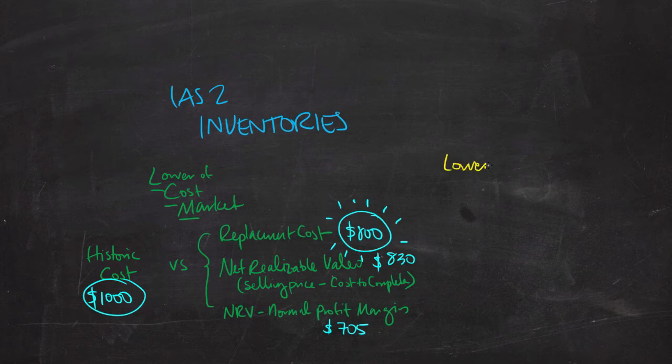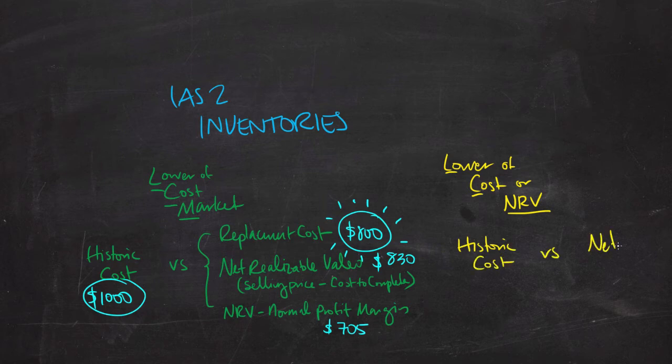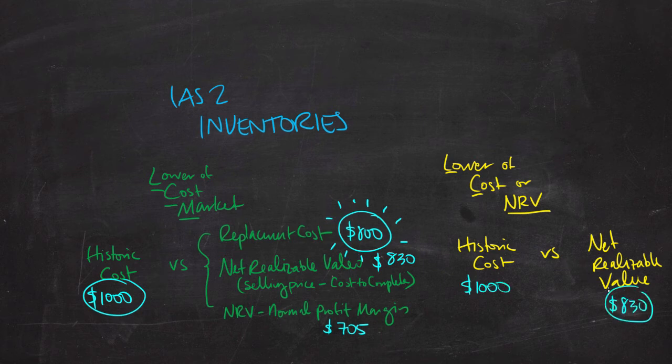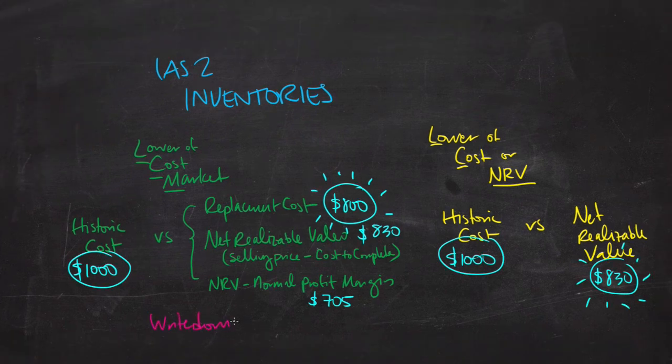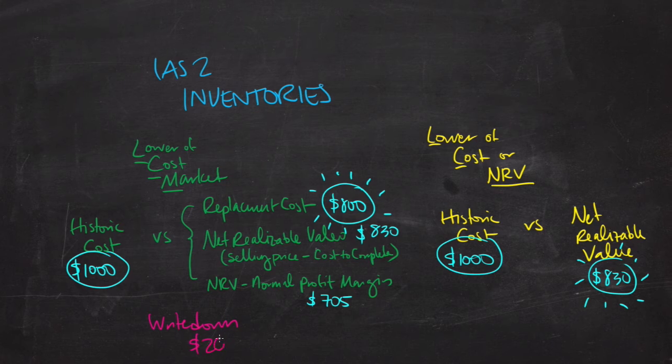Under IFRS, we use a method called lower of cost or NRV, so it simplifies this process greatly. Instead of comparing it against the 3 different numbers, we simply take historic cost and we compare it to net realizable value. Again, that's the selling price minus the cost to complete or the cost to sell. So in this case, $1,000 historic cost, we compare it to $830 in our net realizable value, and net realizable value is the lower of the 2. So the difference here is that we have a write-down under US GAAP of $200 and a write-down under IFRS of only $170. This would go through cost of goods sold as a debit and inventory as a credit.